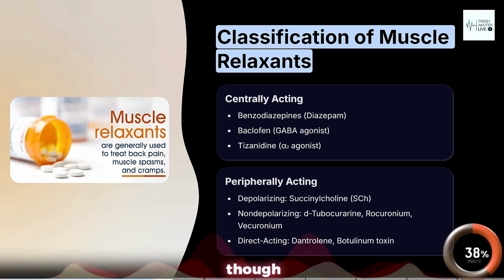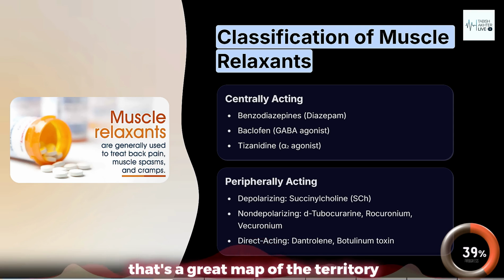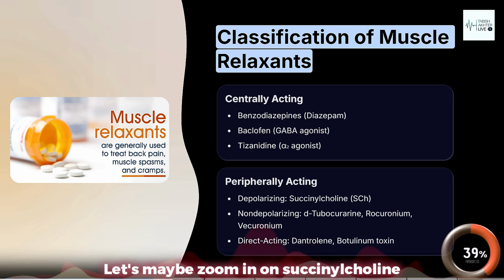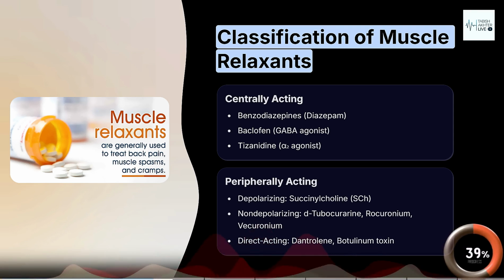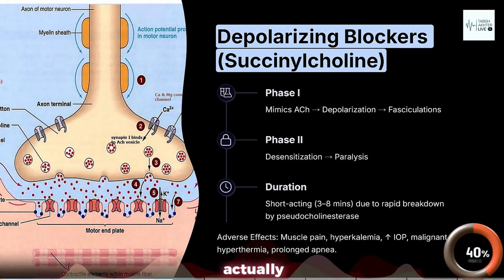It works differently, though. It stops the nerve from releasing ACh in the first place, right at the NMJ. Okay, that's a great map of the territory. Let's maybe zoom in on succinylcholine first, the depolarizing one. You said it has a unique mechanism, two phases. It really does. It's fascinating, actually.